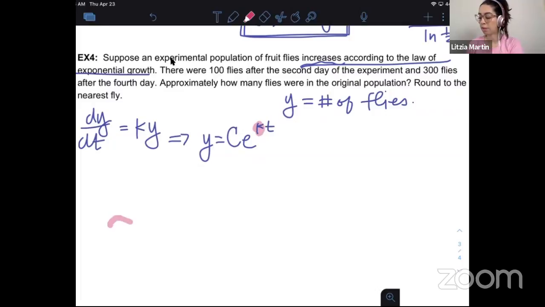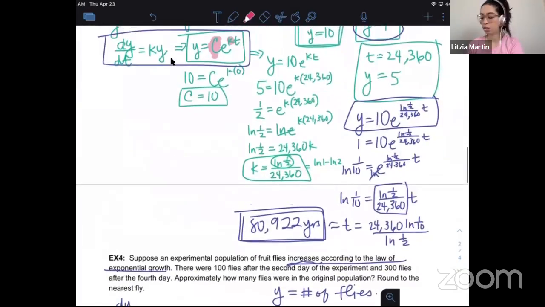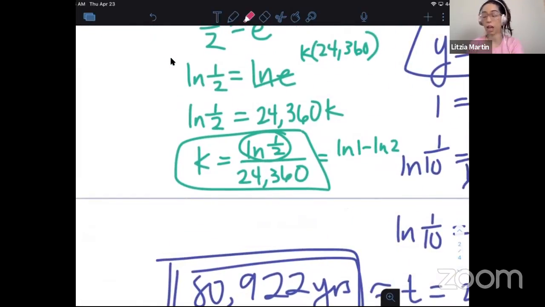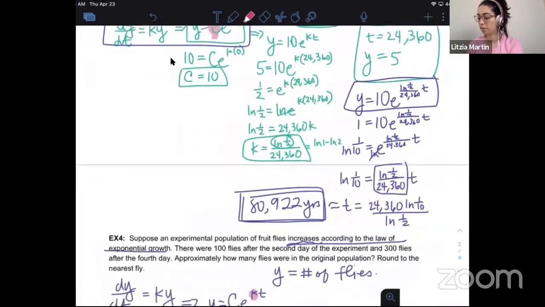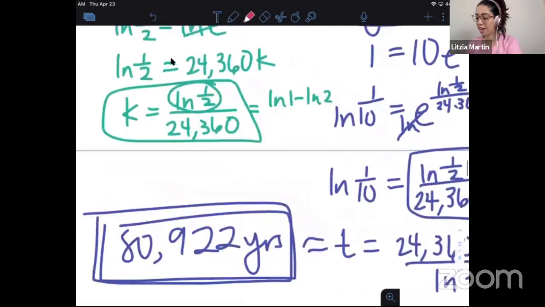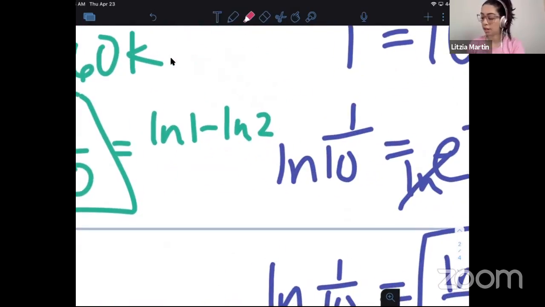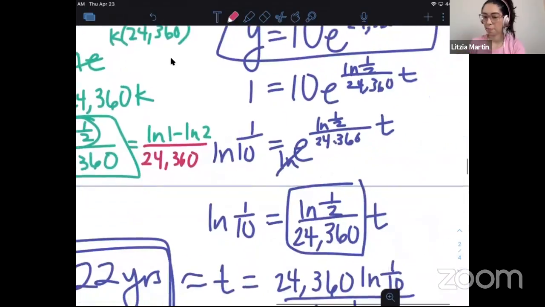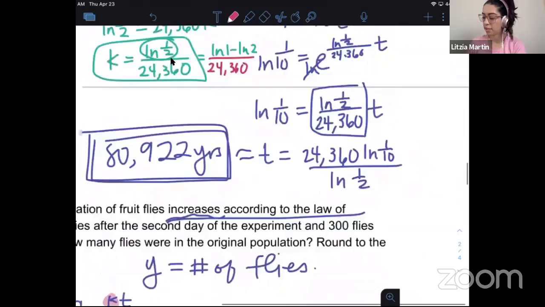Whereas in this last problem that we did, even though we didn't plug it into our calculators to check, k is negative because it's a decay. Actually, a really quick check I just noticed here. ln of 1 is equal to 0, right? So this actually gives us just negative ln of 2 over 24,360. So you can already see and check that that is actually negative. Okay, back to this problem.